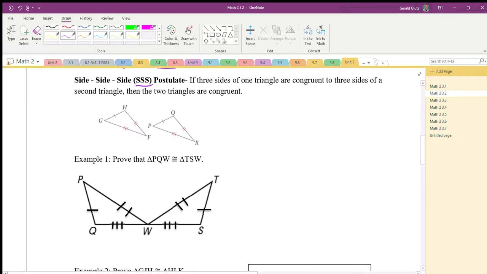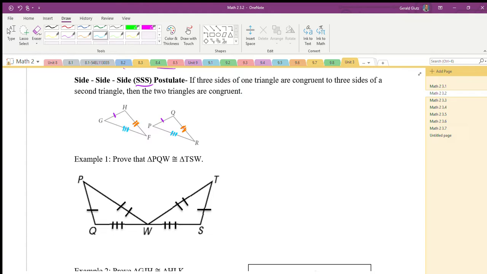So SSS, side. So that's just saying if I know that I have 3 sides, so GH and PQ are congruent, and then HF and QR are congruent, and then GF and PR are congruent. I know that all 3 sides are congruent to all 3 sides over here. I do not have to find the angles, because if all 3 sides of a triangle are the same length, then that means all the angles are going to be the same. So those 2 shapes are congruent.